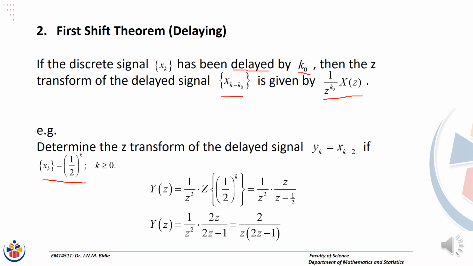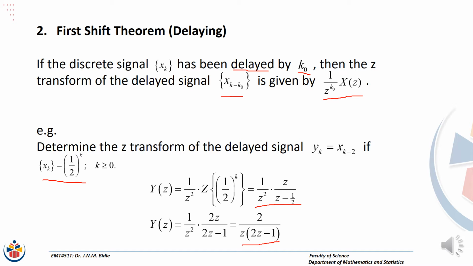So that means y of z is 1 over z squared. Note that the power of z is always k naught, and our k naught in this case is 2. So we have 1 over z squared multiplied by the Z transform of the original signal. So we have 1 over Z squared times Z over Z minus half. This is definitely 2Z over 2Z minus 1. When we simplify it, that's the particular answer that we get.